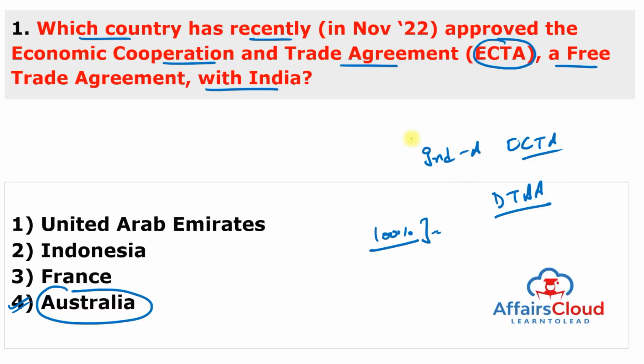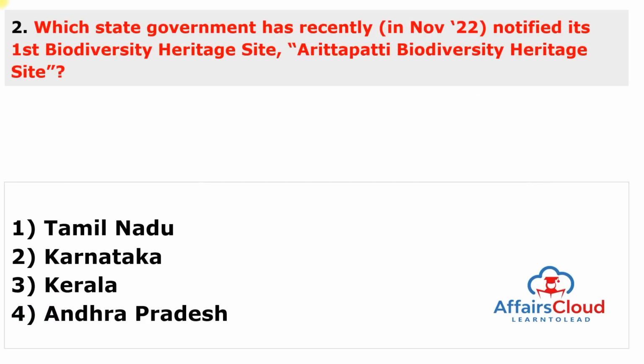With this agreement, the bilateral trade between both the nations is expected to increase to $45 to $50 billion in 5 years from the existing $31 billion. Moving to next question. Which state government has recently notified its first biodiversity heritage site?